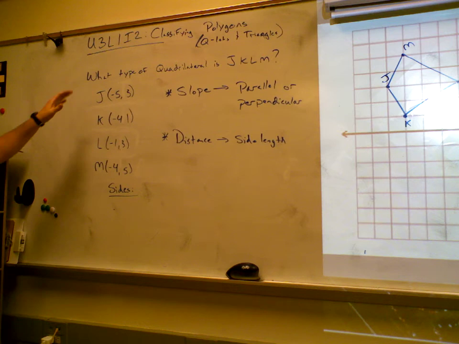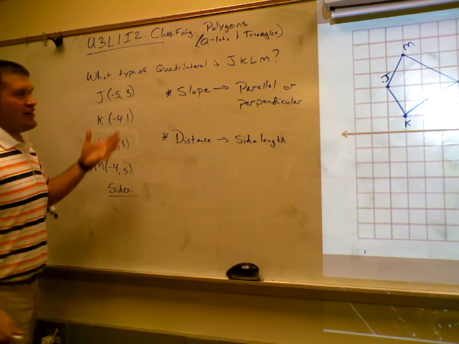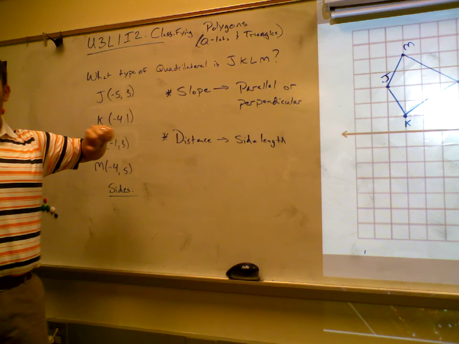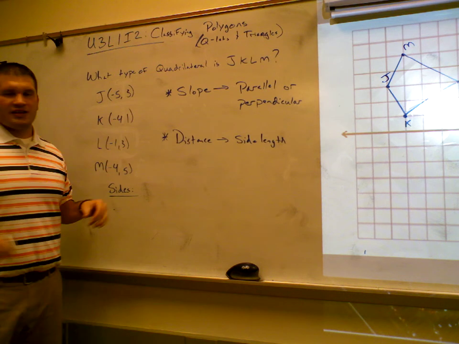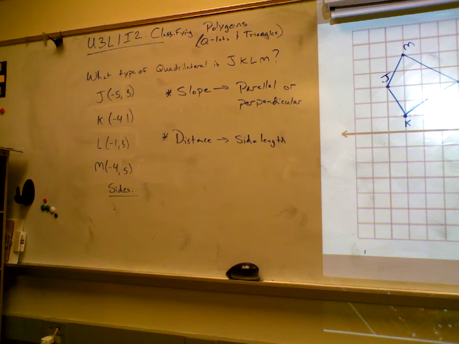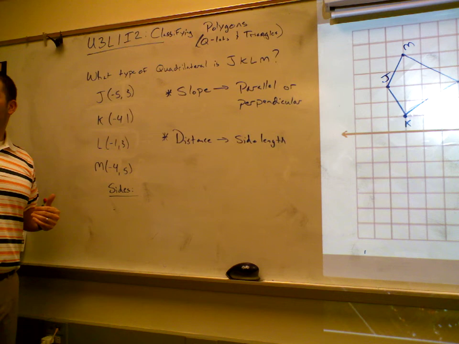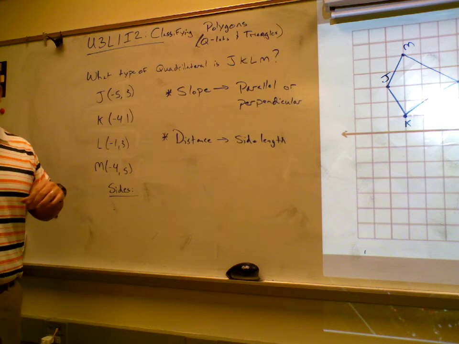Okay, so we're trying to figure out what type of quadrilateral JKLM is, right? So to do this, you need to use the slope equation to figure out if sides are parallel or perpendicular, and the distance formula to figure out if the sides are the same length. Now, how many sides are there? 4 sides. So how many times are we going to do each equation? Four times. You have to do each equation 4 times.